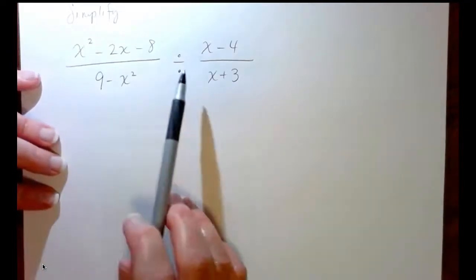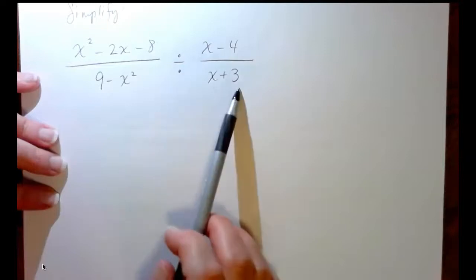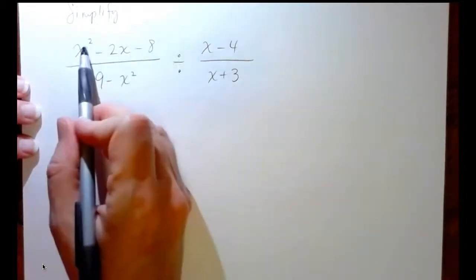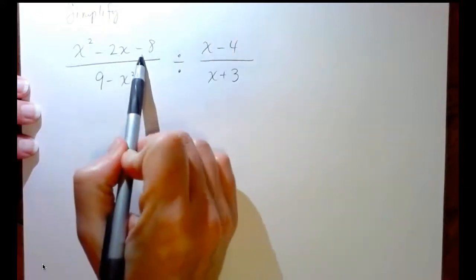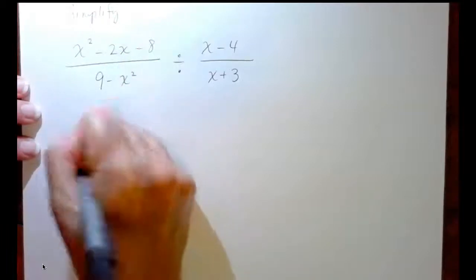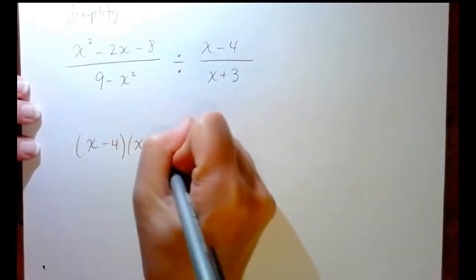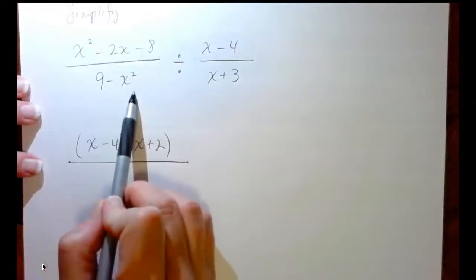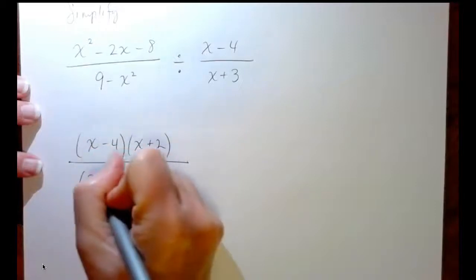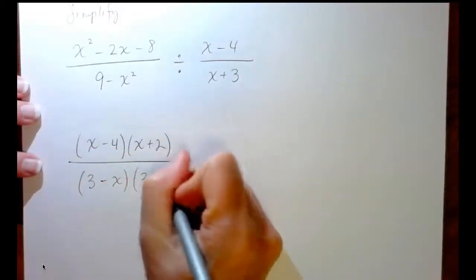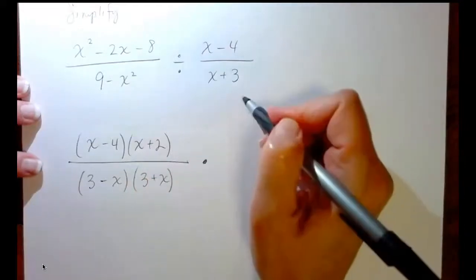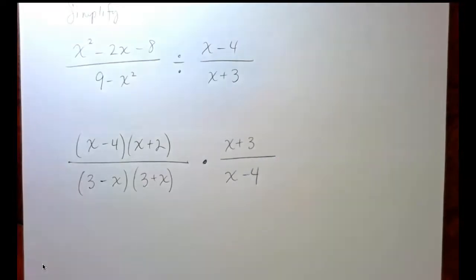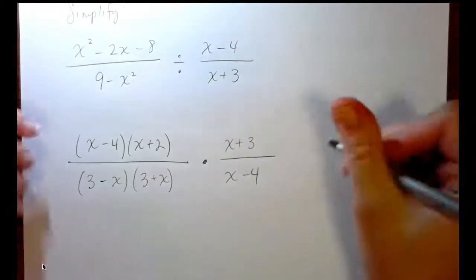We're going to be simplifying again, this time with division. And of course, when we have division by a fraction, it's going to turn into multiplication by the reciprocal. So let's factor first, x² - 2x - 8, factors of negative 8 that add up to -2 are (x - 4) and (x + 2). To the bottom, 9 - x². This is the difference of two squares. The factors are conjugates. So (3 - x)(3 + x) times, multiply by the reciprocal, (x + 3) over (x - 4). Next, now that we have factored first, now we can go cancel crazy.